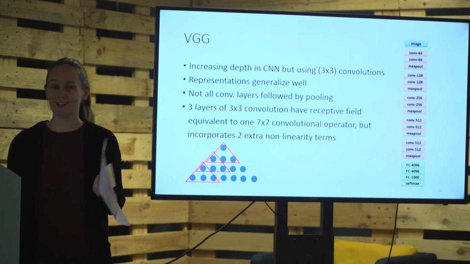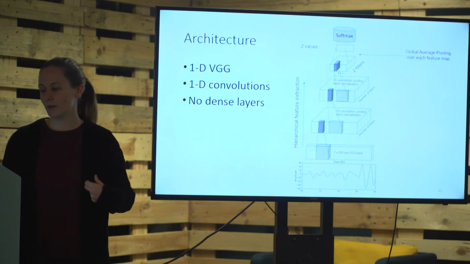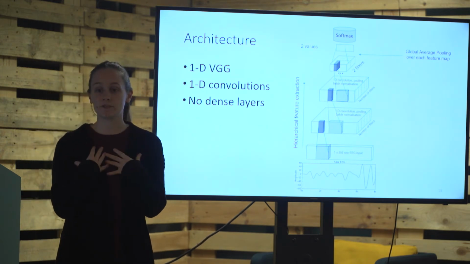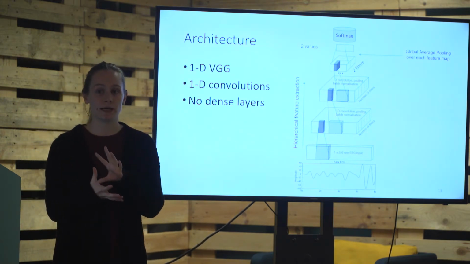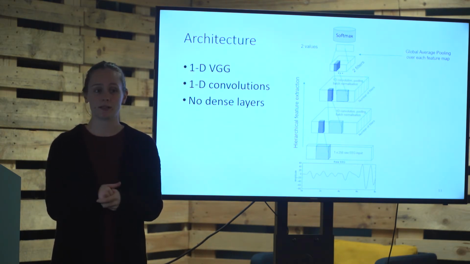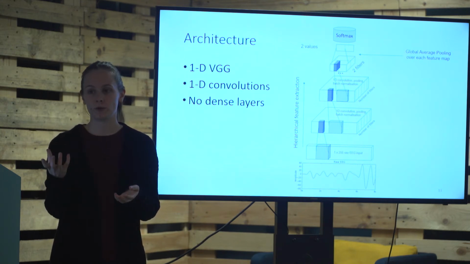But what am I doing? What does my network look like? And what do I do on a daily basis? So I have used this VGG architecture as the basis of my network, but I've changed it slightly. VGG is all for image processing. A lot of CNN stuff is for image processing, so it's all 2D convolutions, 3x3 convolutions.